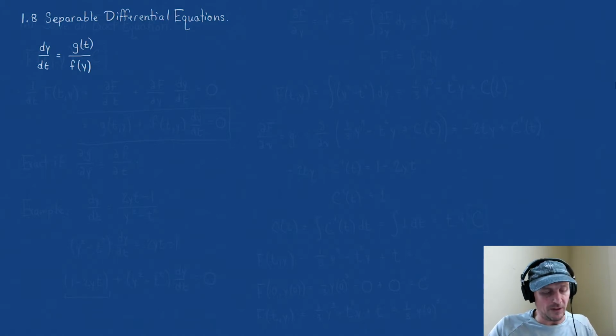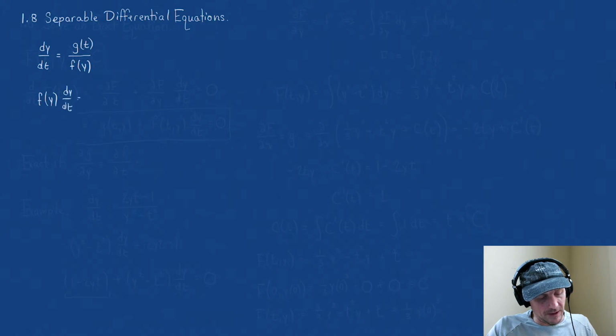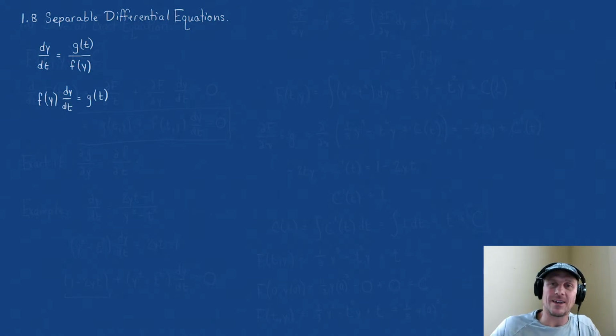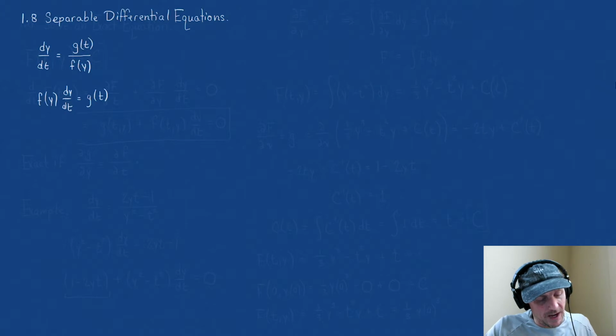We multiply both sides by f of y. So we get f of y dy/dt is equal to g of t. And then we take the integral of both sides with respect to t. What happens essentially is that you could think of the t's as canceling out, or just taking the integral of both sides with respect to t.